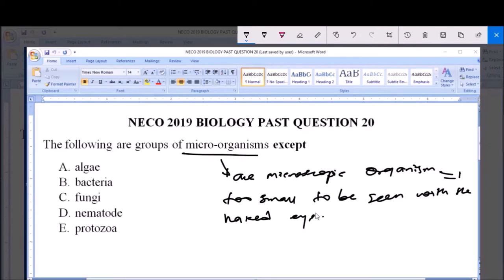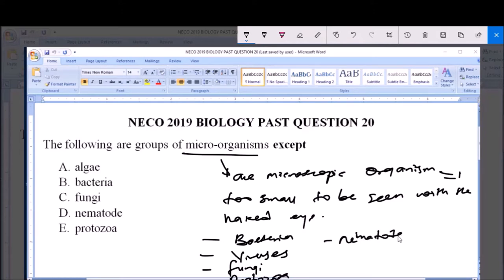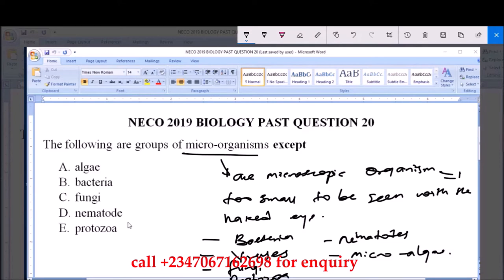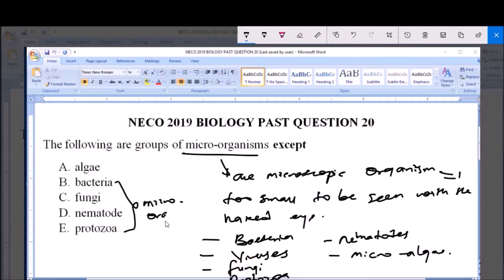Now, these microorganisms include the bacteria, viruses, fungi, the protozoa, the nematodes, and the microalgae. Now, the options here say, option A says algae, B says bacteria, C says fungi, D nematode, and E protozoa. From option B to option E, they are all microorganisms.